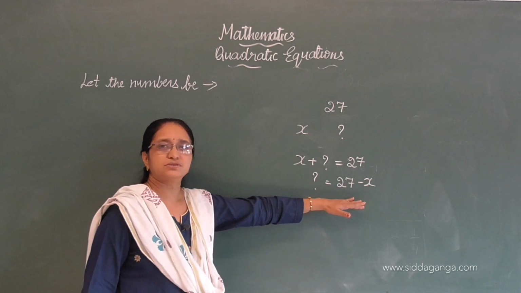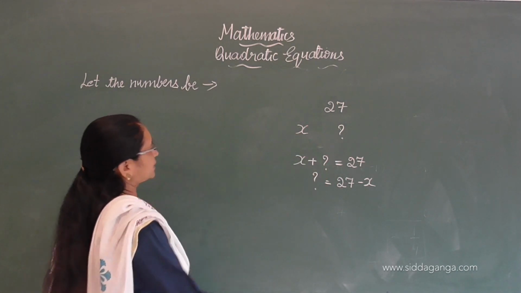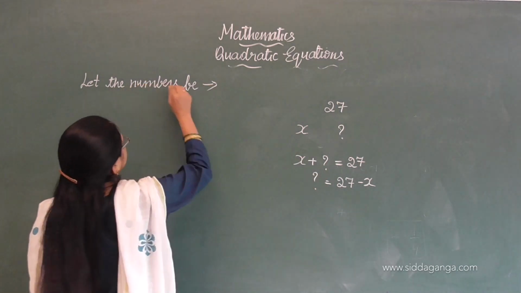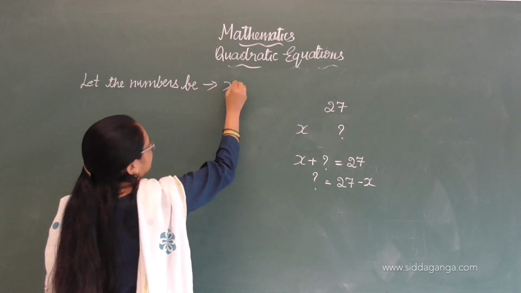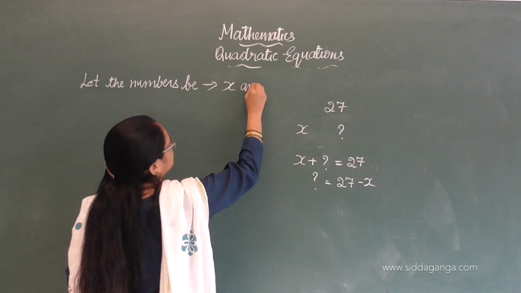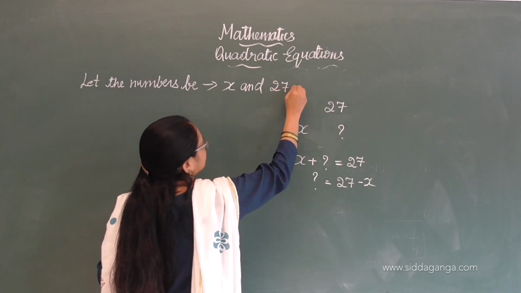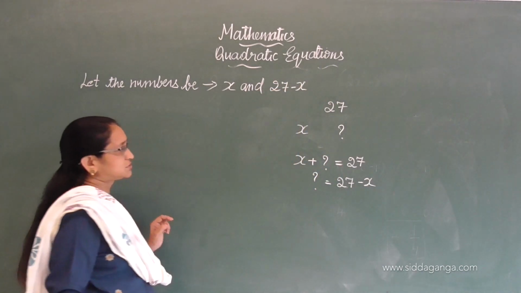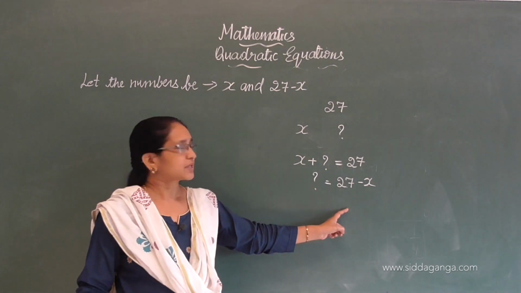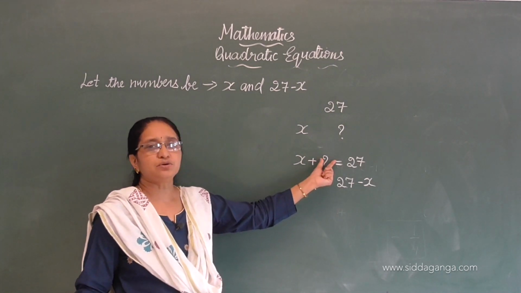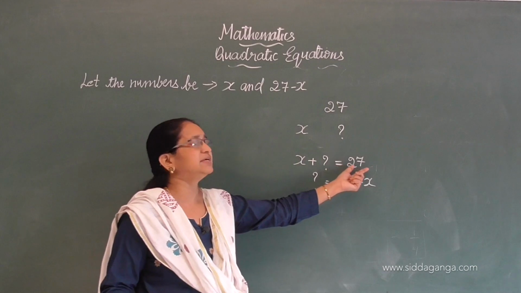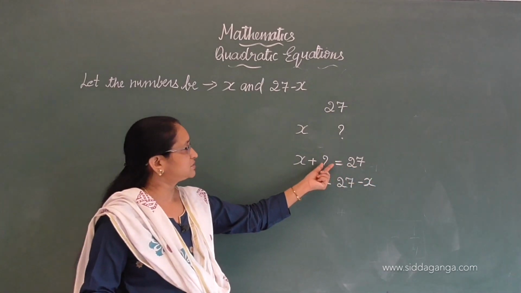See, the same concept. Now I am going to write here. Let the numbers be x and one more number is 27 minus x. I hope you understood why I have taken this. See, x plus unknown number, we don't know the number, is equal to 27. Then how to find out this?